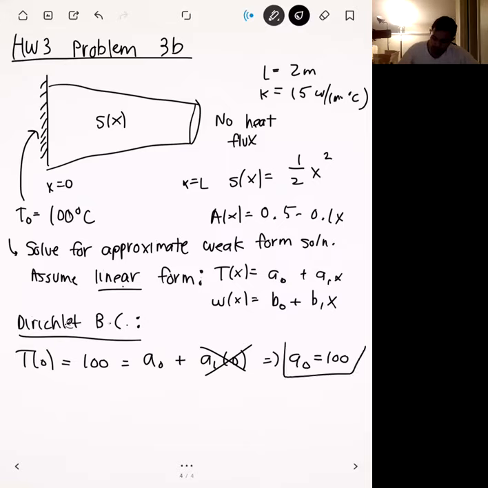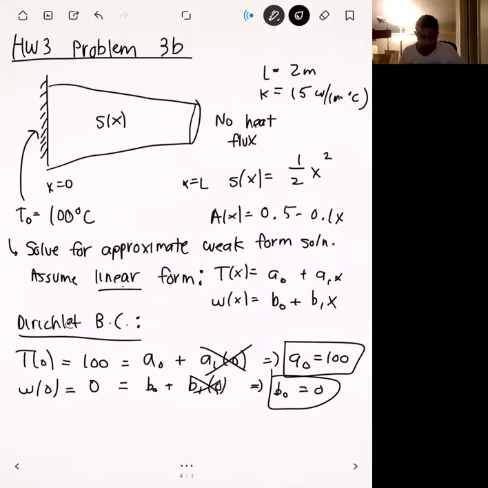So that's great. Now let's do the same thing for the weighting function. But instead of setting the weighting function equal to 100 at x equals 0, we're going to set it to 0, because remember, one of the requirements for the weighting function is that it disappears on our Dirichlet boundaries. So we plug in: we have b0 plus b1 times 0, and so this tells us that b0 is equal to 0. That gives us two of these constants already, and the only one we have to solve for now is just a1.